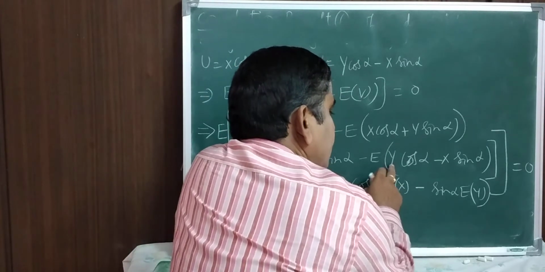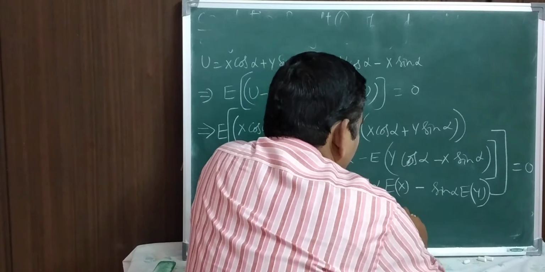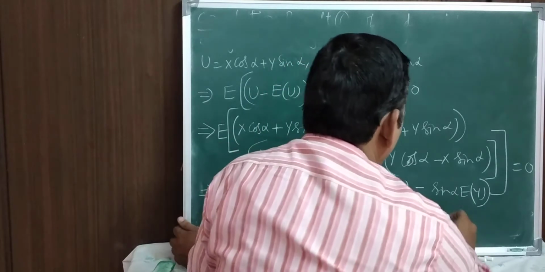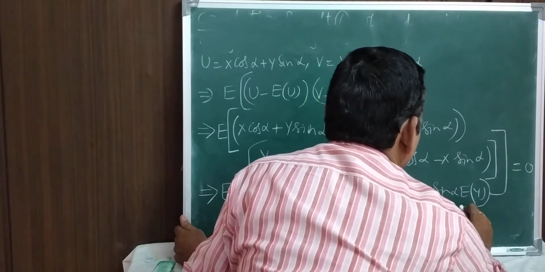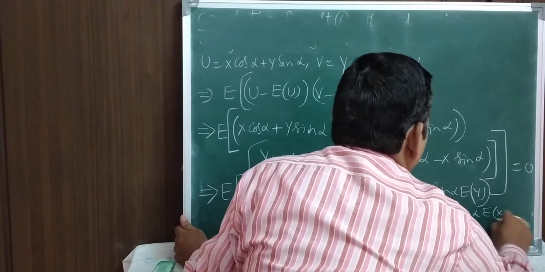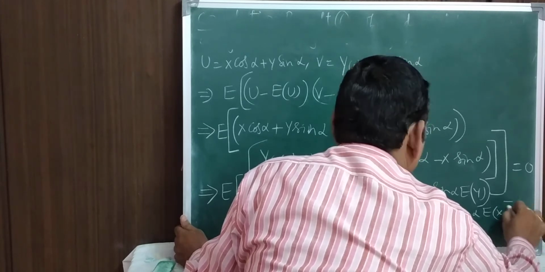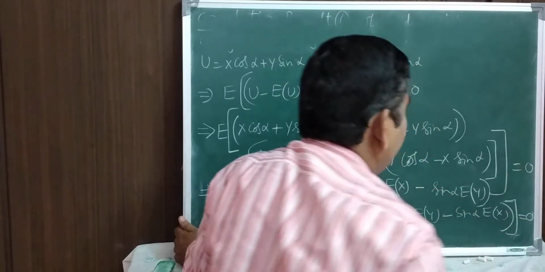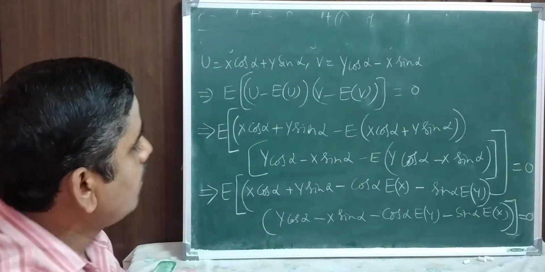Here the expectation is for y, therefore cos alpha is a constant, so we have cos alpha times the expectation of y, and then minus sin alpha is a constant times the expectation of x. The expectation is for the variable x. So therefore this is equivalent to 0 again. This is equivalent to 0.